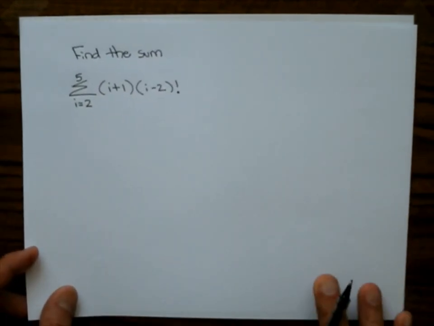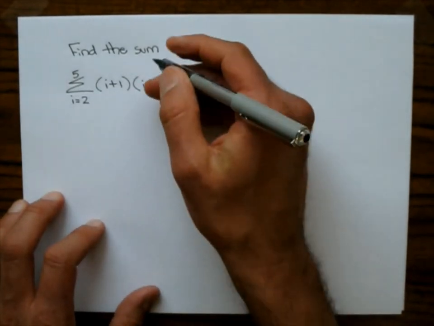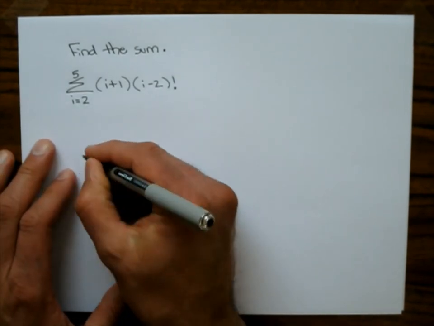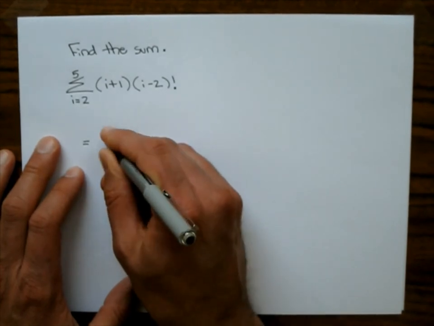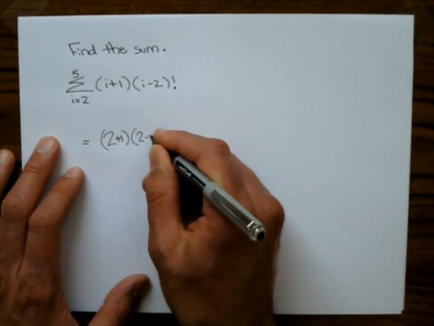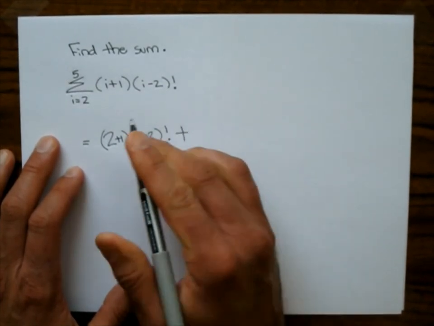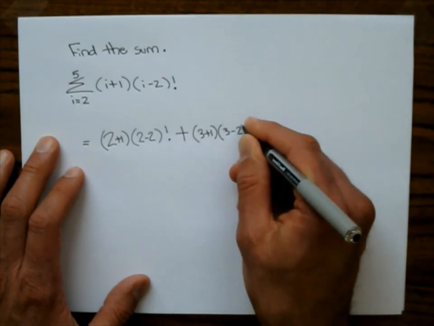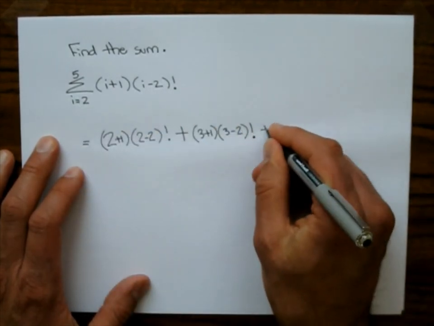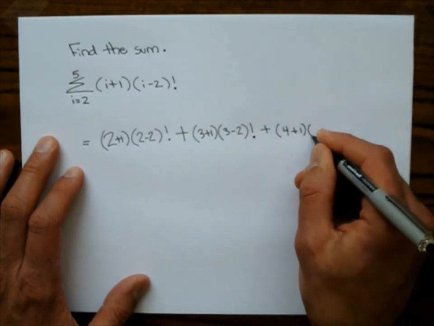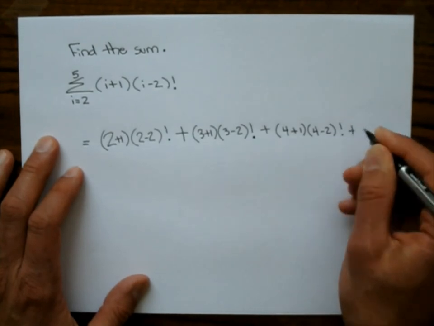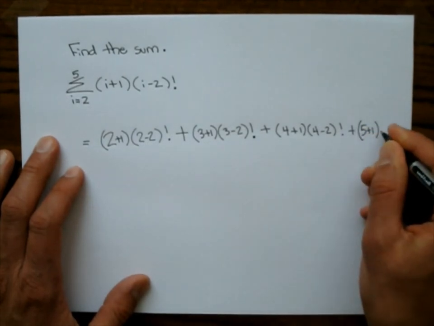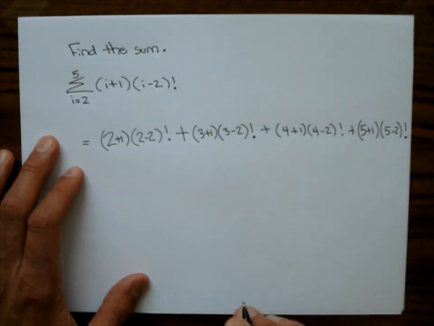So now we're really getting into 9.2 here when we do sums and sigma notation. So this is just asking you to add this up. So the start point is 2. So I have 2 plus 1 times 2 minus 2 factorial. Plus, now we go up to the next integer, 3: 3 plus 1, 3 minus 2 factorial. And the next integer is 4: 4 plus 1, 4 minus 2 factorial. And then the last one, which I almost don't have room to write, is the stopping point, which is 5: 5 plus 1, and then 5 minus 2 factorial.